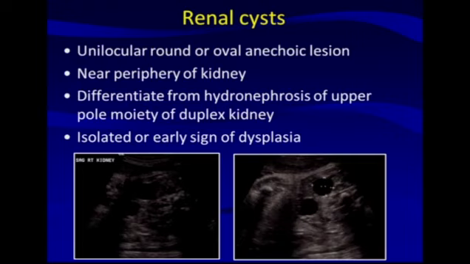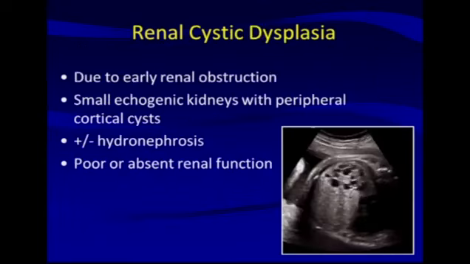But you need to think of 2 other possibilities on your differential, including hydronephrosis of the upper pole in a duplex renal collecting system, or as an early sign of renal dysplasia. Now, renal dysplasia is an important diagnosis to know about and to think about, and this occurs when there is long-standing renal obstruction, and the back pressure of this obstruction leads to dysplasia of the surrounding parenchyma.